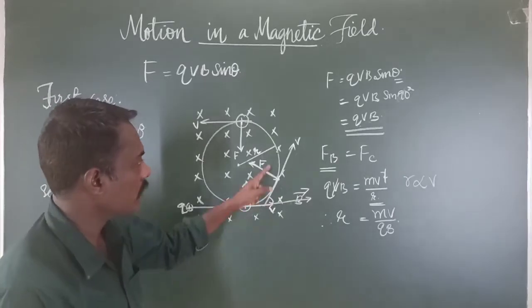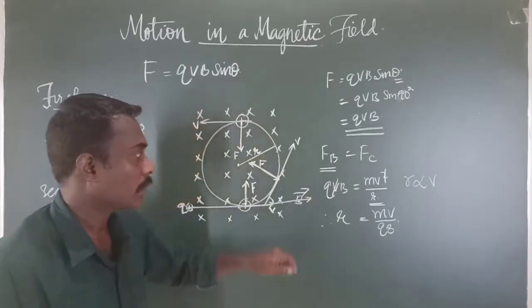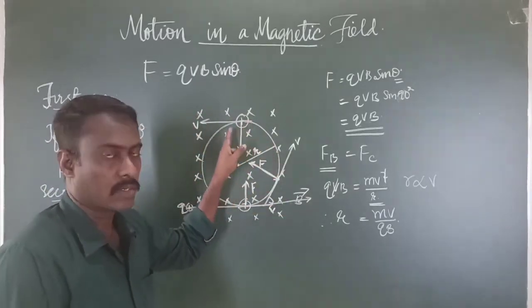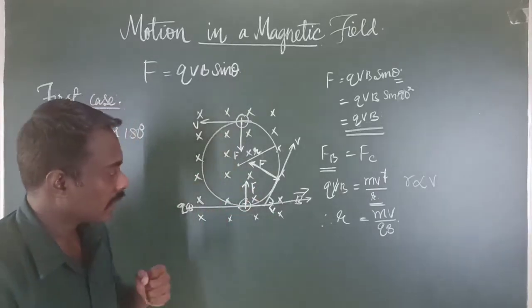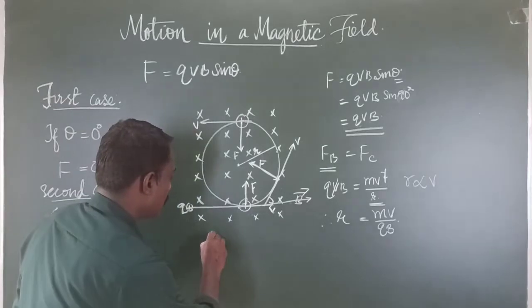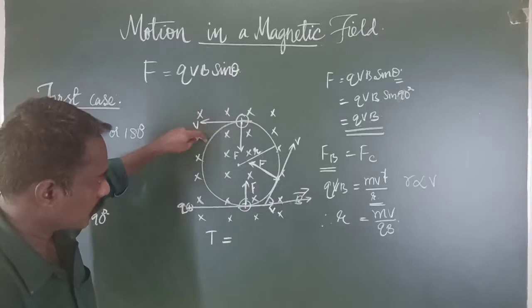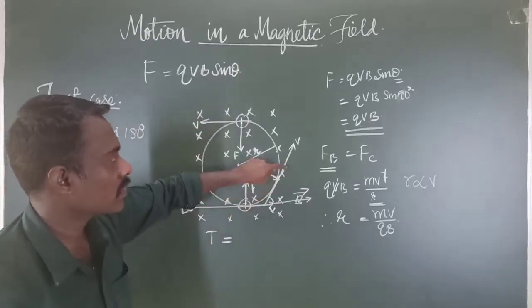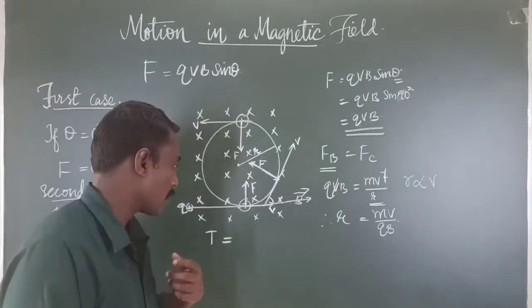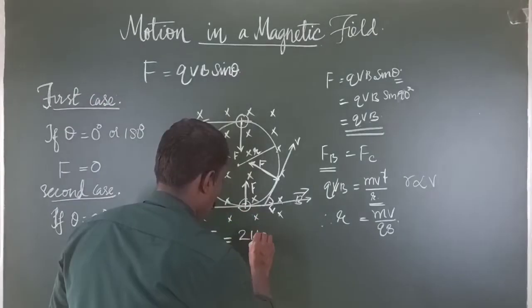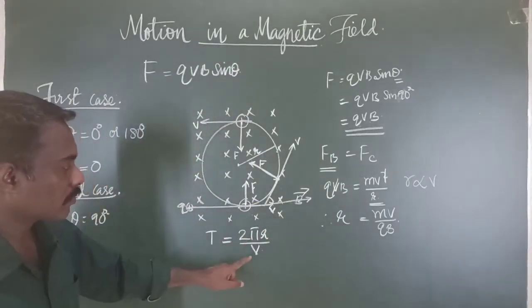And now we can find out the time period of this circular path. What is the time period? The time taken to complete one circulation of the moving charge along the circular path. Then how can we calculate the time period? The time period can be written as T, and the distance traveled by the charged particle to complete one cycle is the circumference of the circle, that is 2 pi r, divided by v.